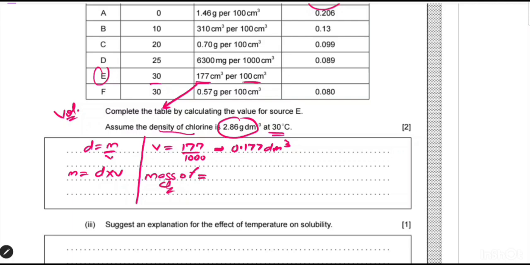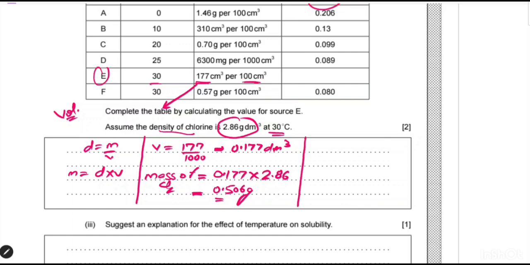Therefore the mass of chlorine will be equal to 0.177 into density, and density is 2.86. When I multiply 0.177 with density 2.86, I get 0.506 gram. This is the mass of the chlorine. I found it out with the help of this.